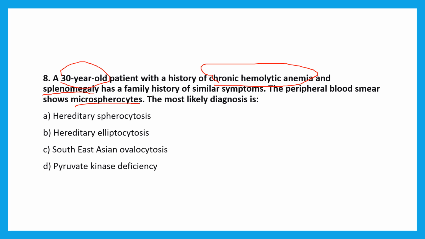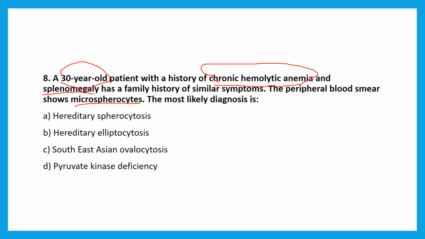Some questions, you just look at this. Since we've tackled other clinical scenario questions, they are giving us a clue. Is it hereditary spherocytosis? Is it hereditary elliptocytosis? Is it Southeast Asian ovalocytosis? Or is it pyruvate kinase deficiency?